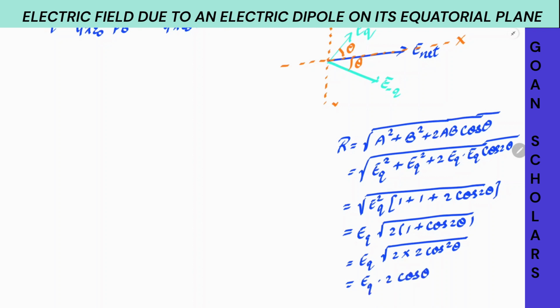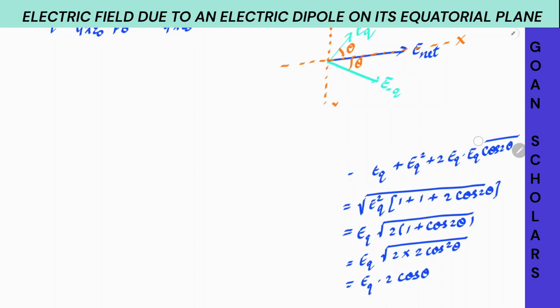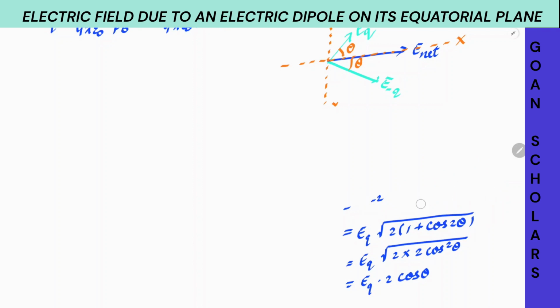So you got this resultant. Now you can put it and this will be E net. But we will see what method they have used in the textbook. The same method will also result in this: E_Q into 2 cos theta. Let's see now how.